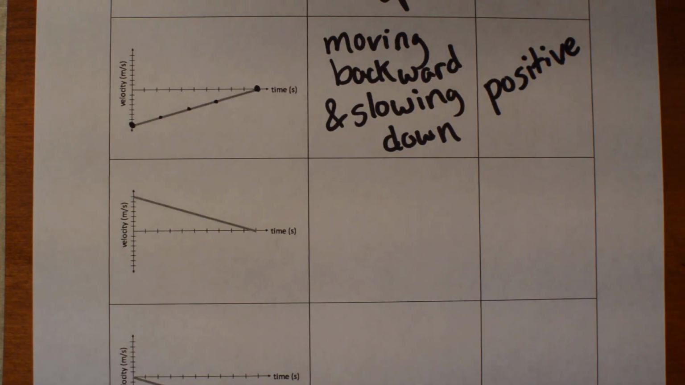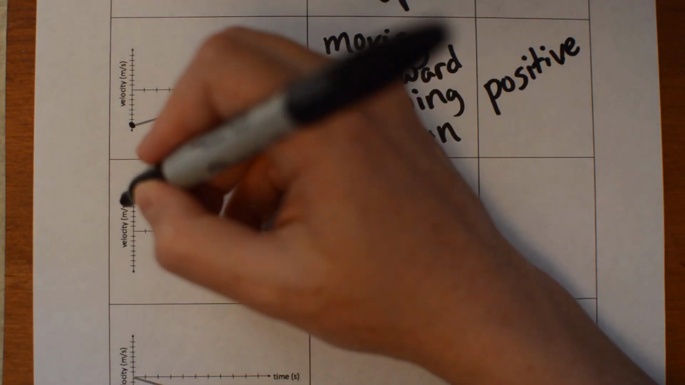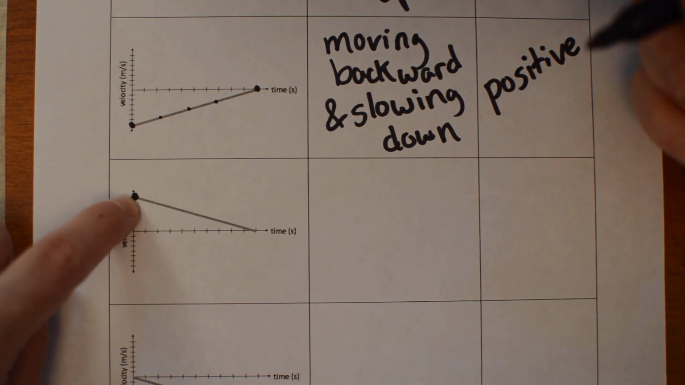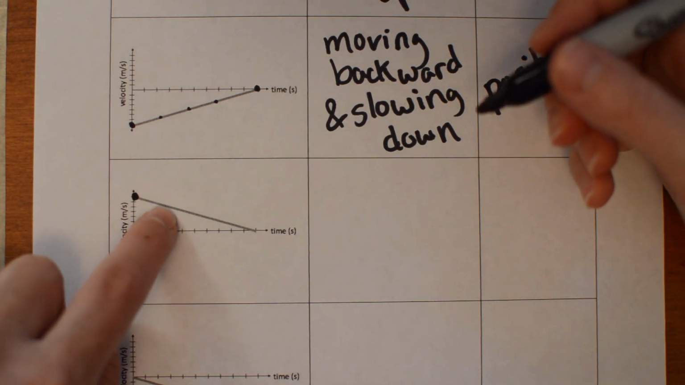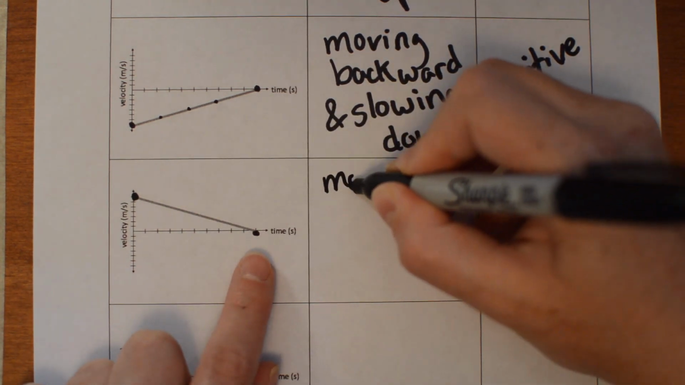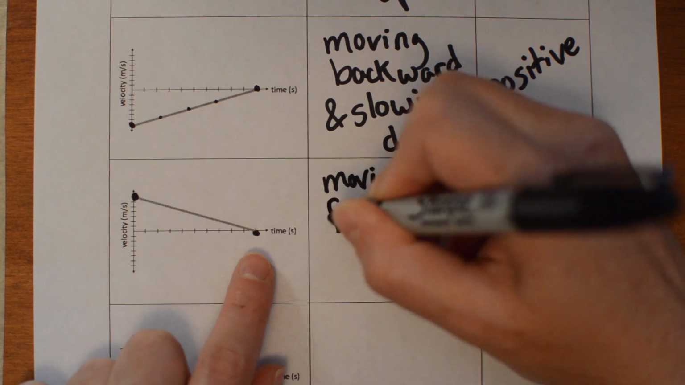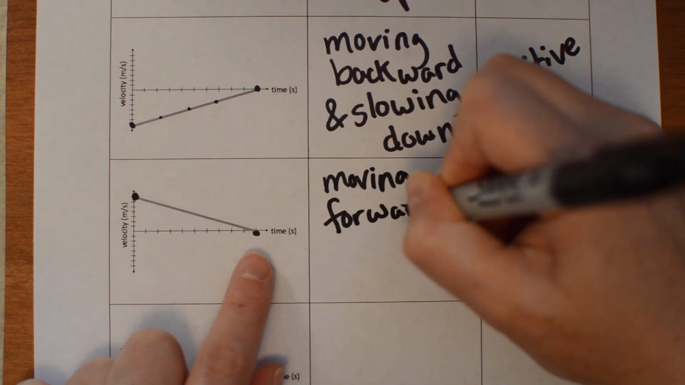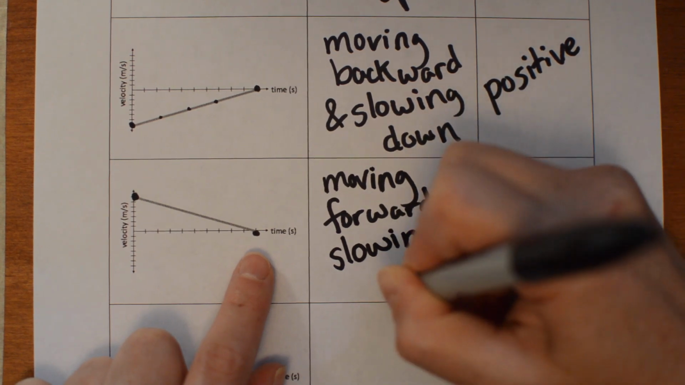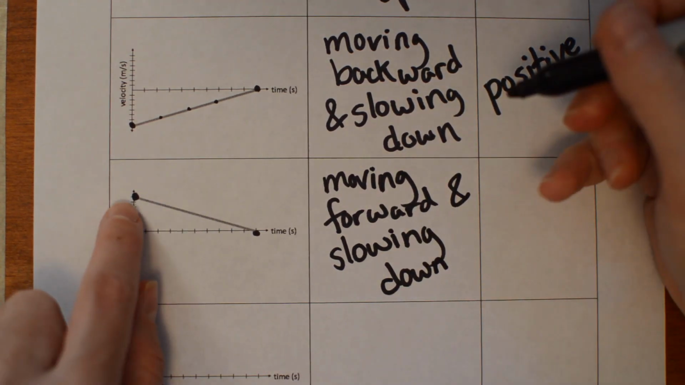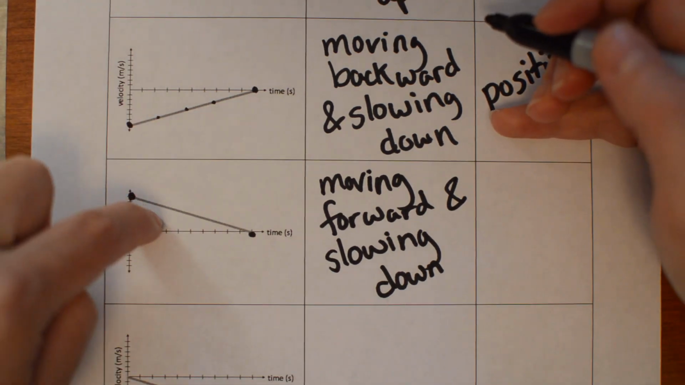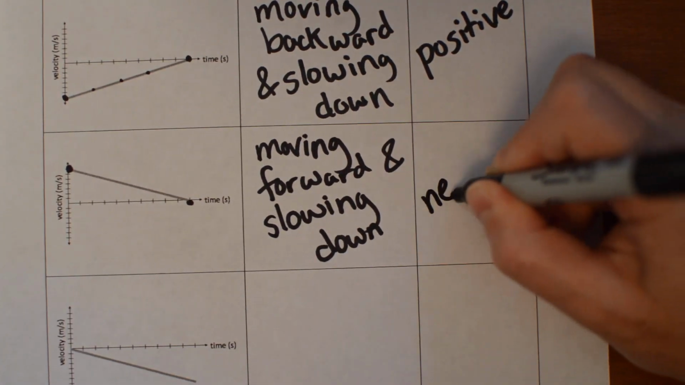Look at two that have negative accelerations next. This one, you start out moving forwards at a positive velocity, so it's a fast positive speed, and you go slower and slower and slower until eventually you stop. So this is moving forward and slowing down. And the acceleration here is negative, right? We're getting slower while moving forward, or you can look at the slope of that line, it's a negative slope.